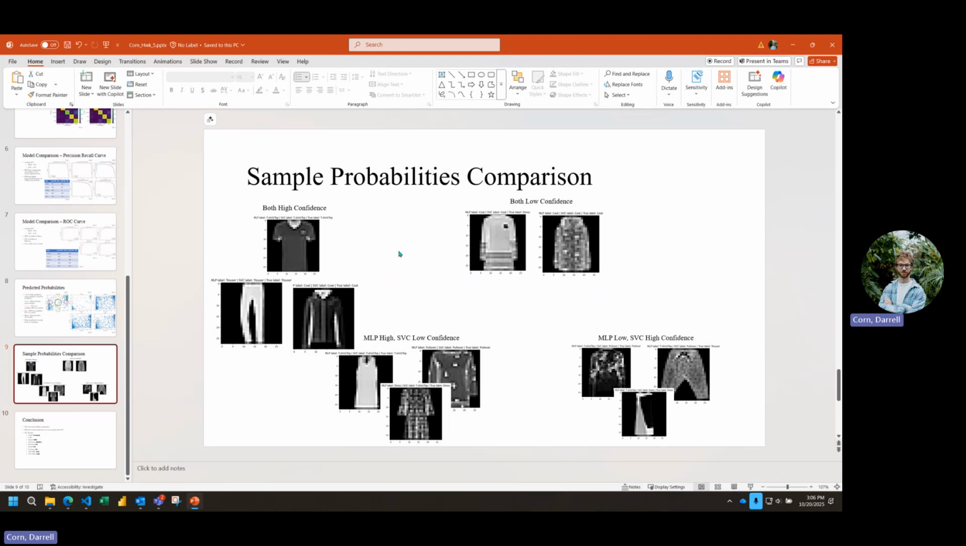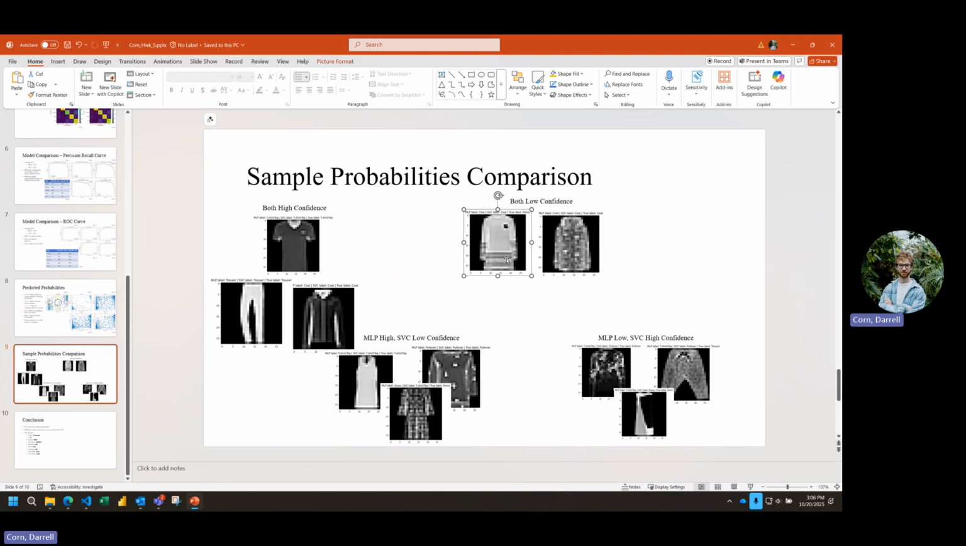All right, I realize we're nearing the end of our time, so we'll quickly just look at some of the samples at different confidences. So some samples where both were very confident are over here. We can see just by looking at them that it's fairly easy to sort these samples. Like that's clearly a t-shirt. These are clearly pants. Whereas where both are unconfident, these are some tricky samples.